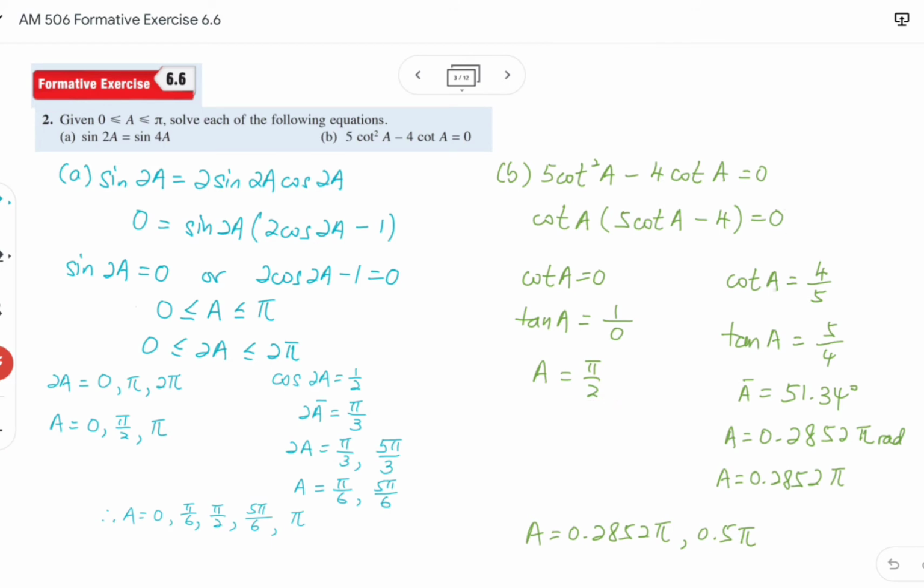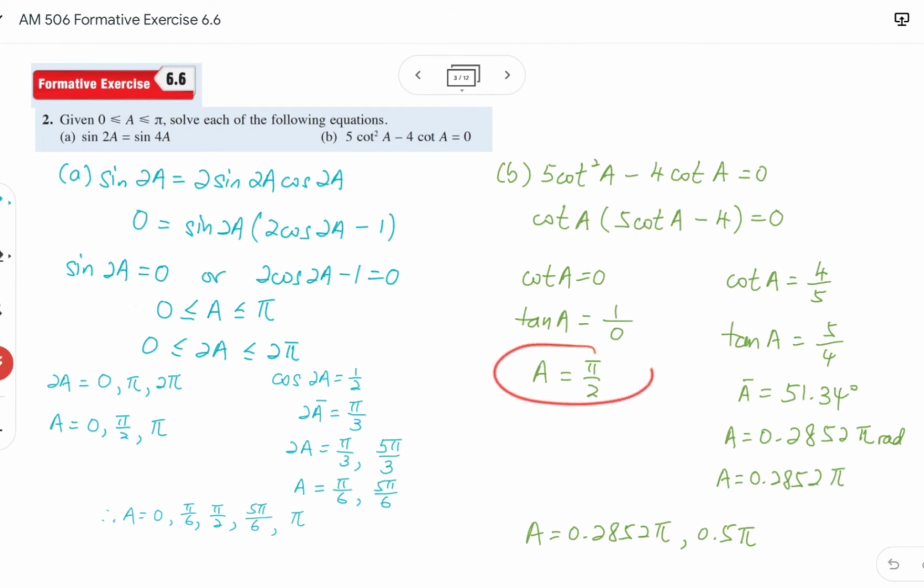Next, cotangent a equals 4 over 5. So tangent a is the flip of 4 over 5, where we get 5 over 4. The reference angle for a will be 51.34 degrees, which is 0.2852 pi. So the a is only in the first quadrant for a from 0 to pi. Therefore, we have only one answer here.